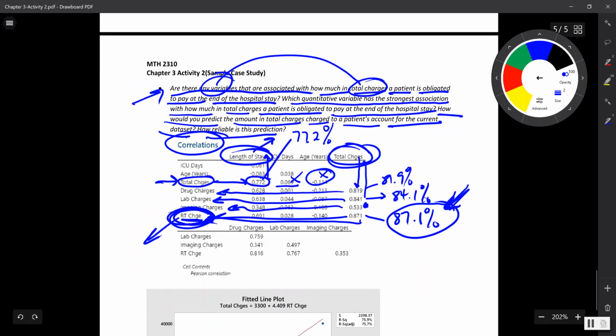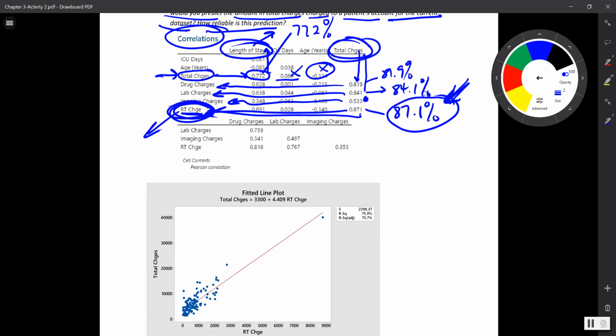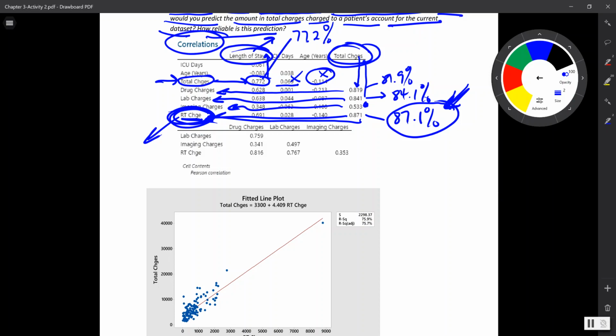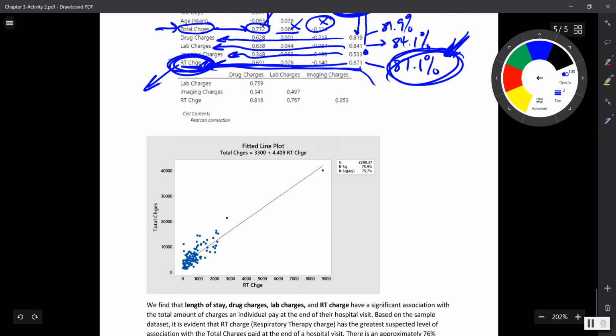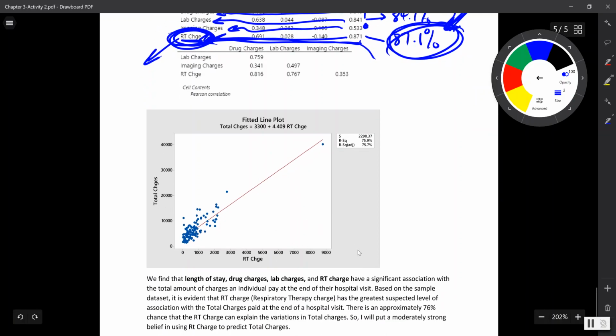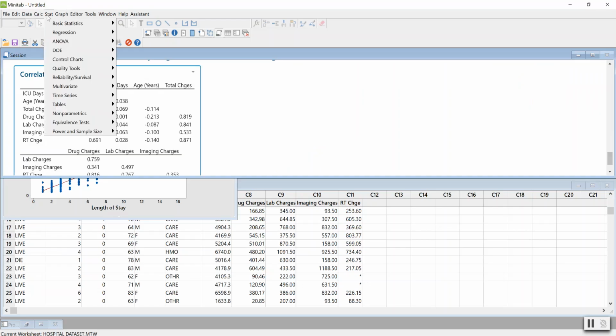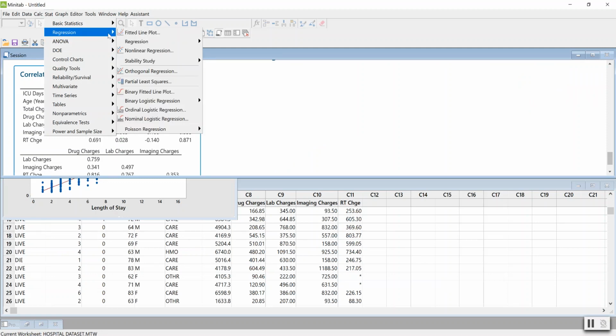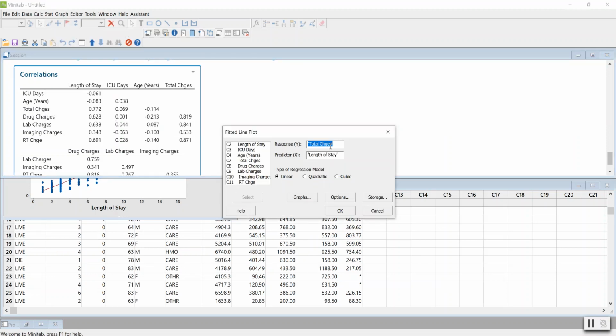In order to do that, again, we are going to generate a regression analysis of total charges with this RT charge, which is the one it has the highest strength of association with. And to do that, we go into our Minitab. We go into stats, we go to regression, and then fitted. This time, I am interested in how total charges respond to.